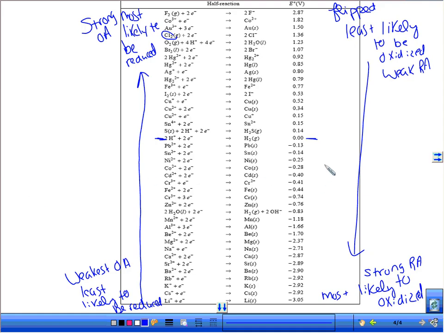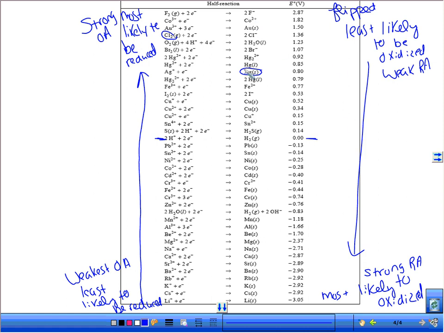So that would be the types of questions. So now if I gave you silver solid and I asked the same questions, would it be a weak oxidant, strong oxidant, weak reducing agent, or a strong reducing agent? Well, since he's over here, and if we were to flip him around, he would actually be being oxidized, and he would be a weak reducing agent.